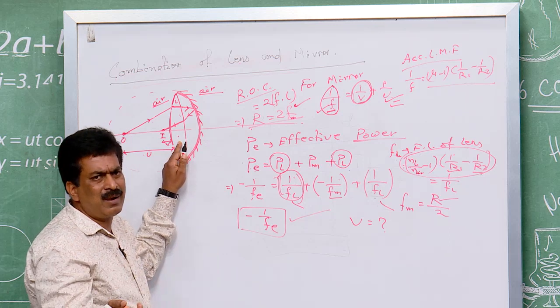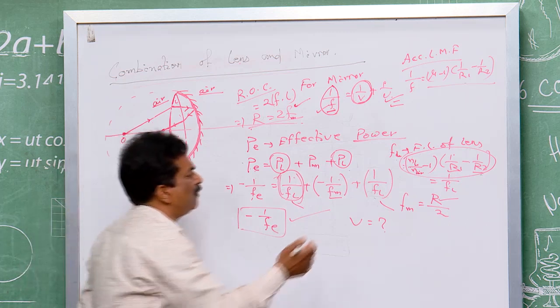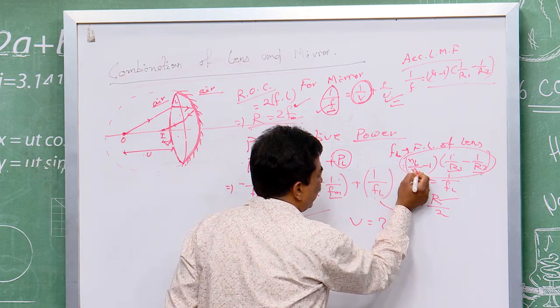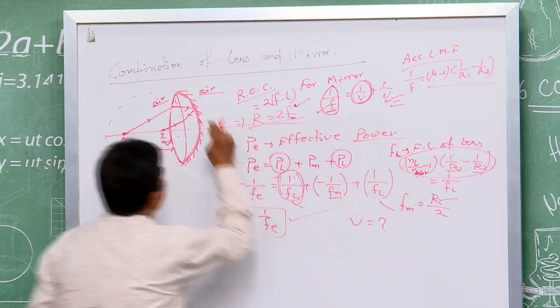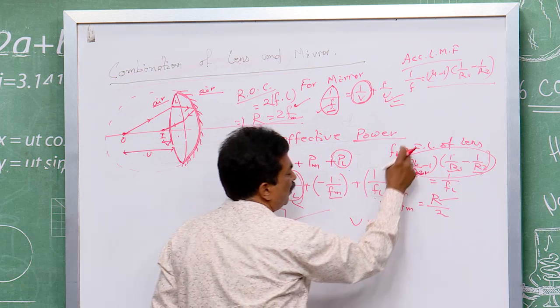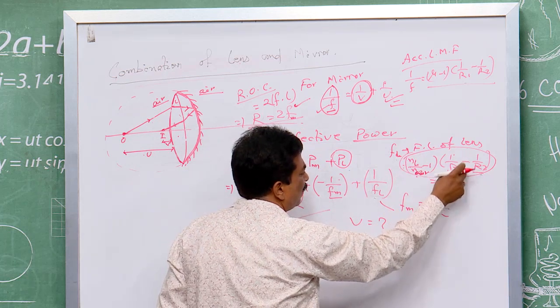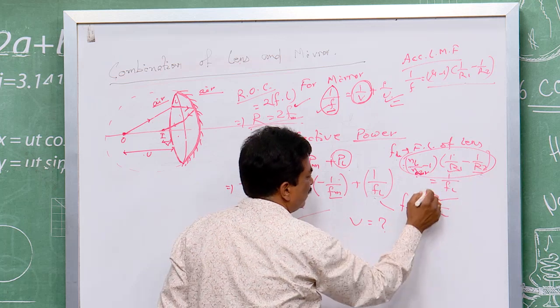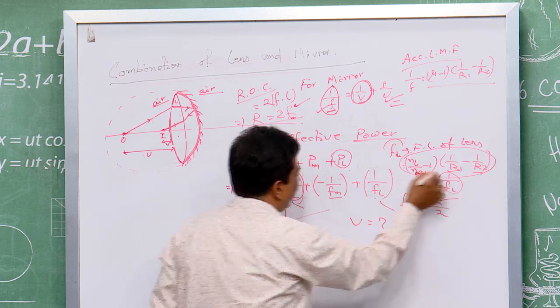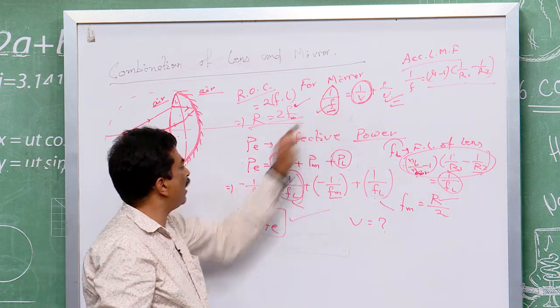If it is made of glass, commonly the value of mu is 1.5, and in the next one it is air. The refractive index of air is equal to 1. So you can put the values of mu here and multiply it by 1 by R1 minus 1 by R2. By substitution, you will find the value of 1 by FL, and ultimately the value of 1 by F.